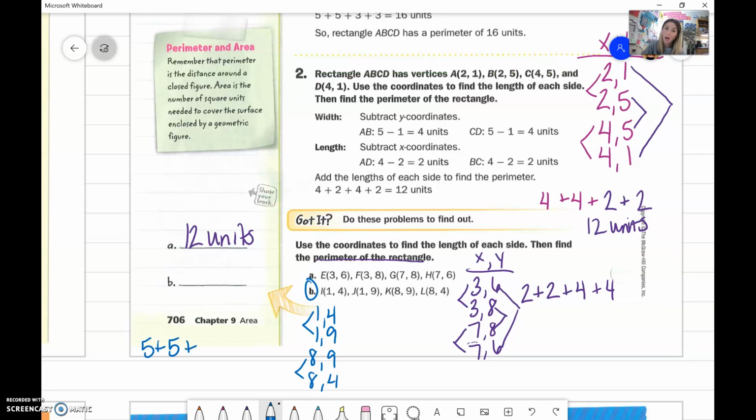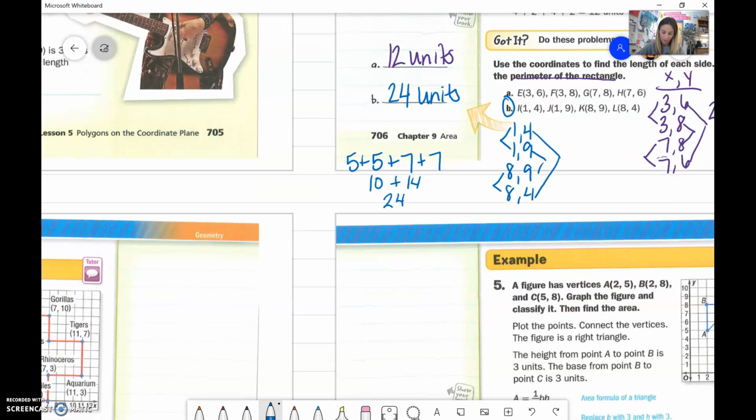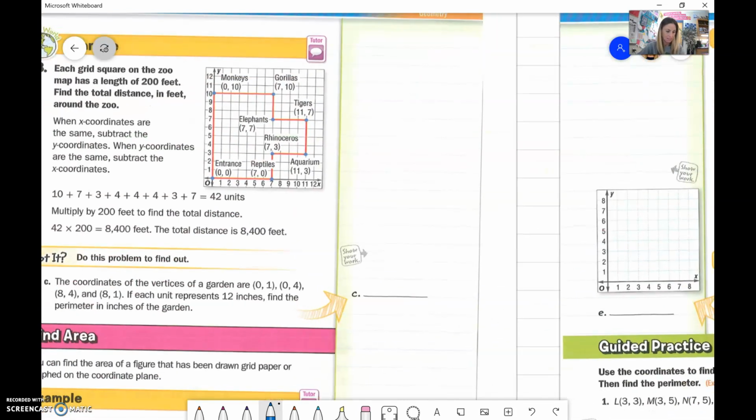Now I'm going to look at the y coordinates and subtract the x. So 4 and 4 are the same, which means I'm going to take 8 minus 1, which is 7. I see 9 and 9, and that's 7. So I know 5 plus 5 is, I'm sorry, 5 plus 5 is 10. And then I know 10 plus 14 is 24, which gives me 24 units for the perimeter for that. Okay? All right. Let's take a look at this next page.